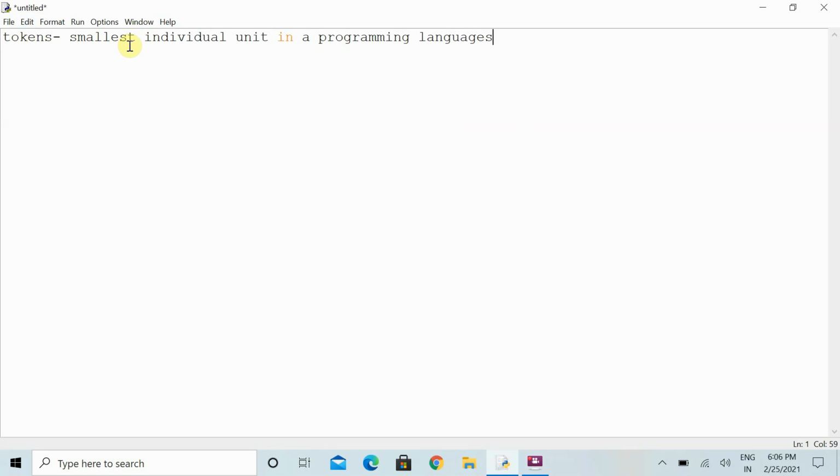What is a token? A token is the smallest individual unit, or in simple language, a small piece of the code that we are writing in a particular language. A token is a combination of different terms. Terms means that when we are writing a small piece of code in a programming environment, we are using all these terms. The first term is keyword.